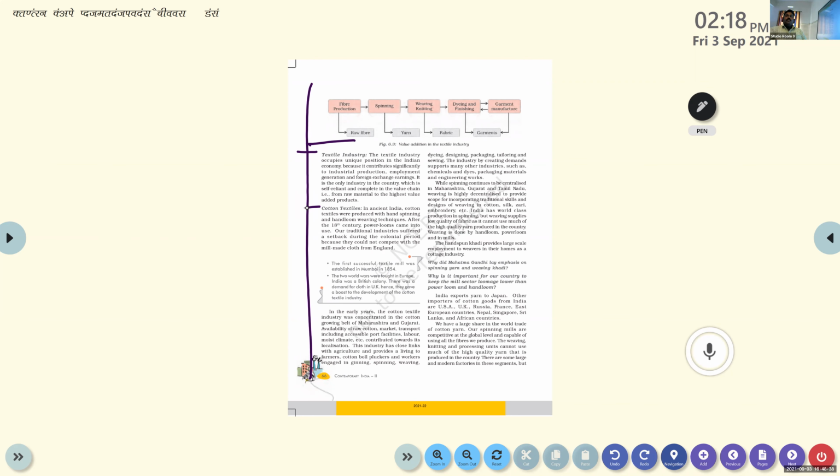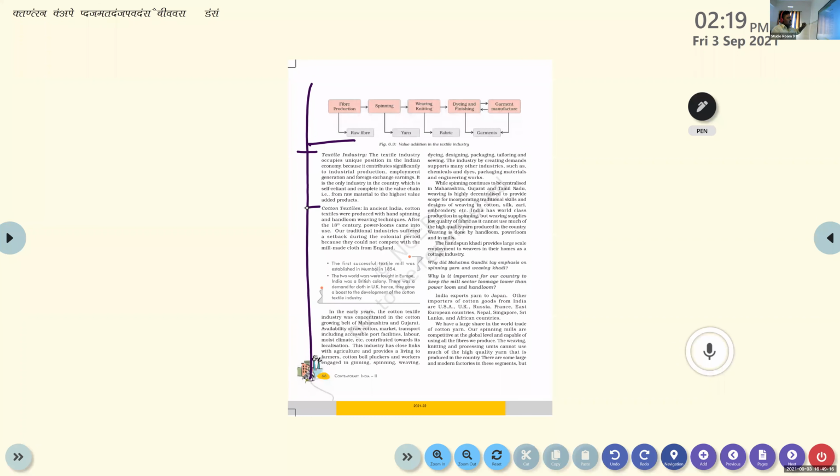Basically, we know that before industrialization, the Indian population relied on agricultural production. Today this industry is able to provide employment for crores of people in India. This textile industry also helps us earn foreign exchange by exporting good quality cotton textiles or jute products to other countries. Is that clear?